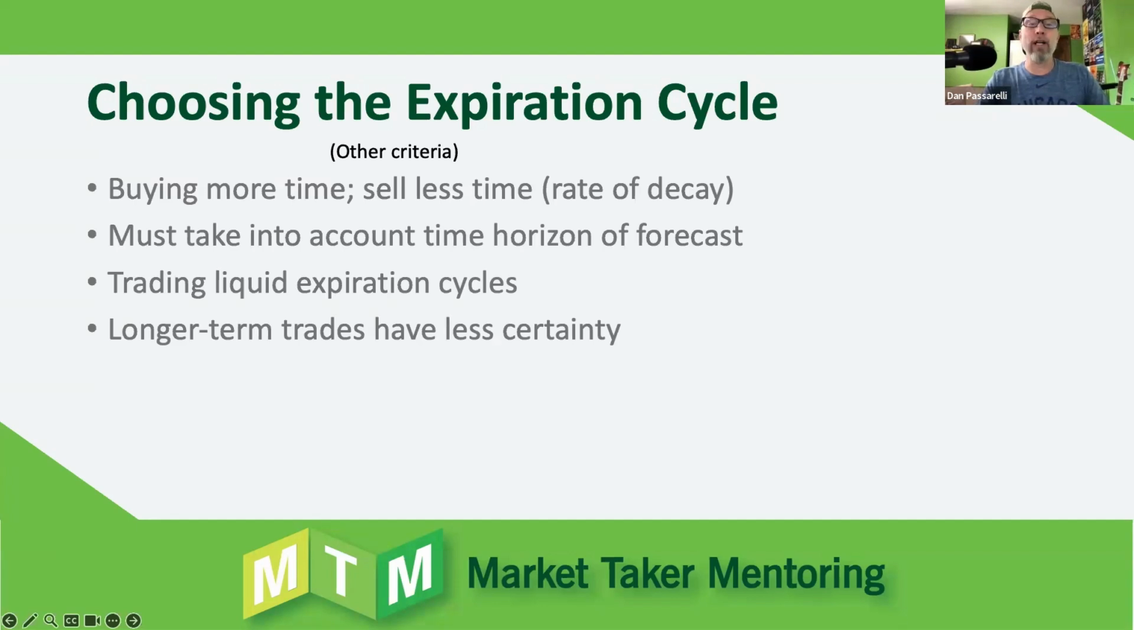And then longer-term trades have less certainty, right? If I'm looking at a stock and there's resistance at 100, right now it's at 80. If I'm looking at a one-day trade, well, there's a pretty good chance it's not going over 100, rising 25% in a day. But if it's a two-year trade, I don't know, it could rise 25% in 2 years. That's nothing crazy.